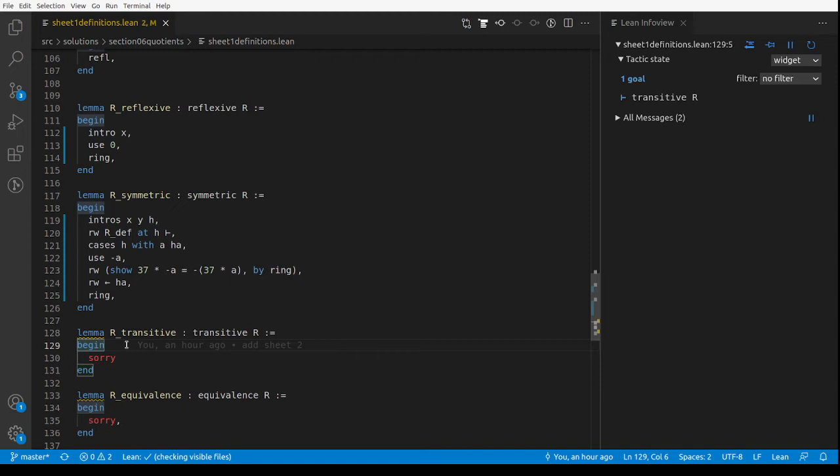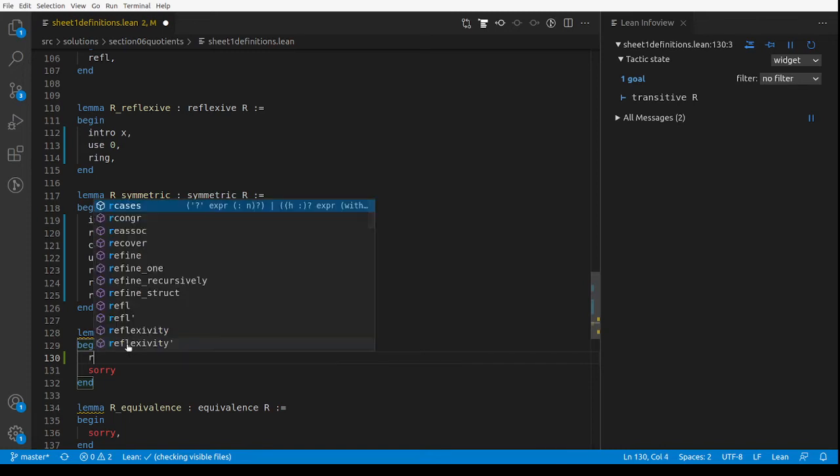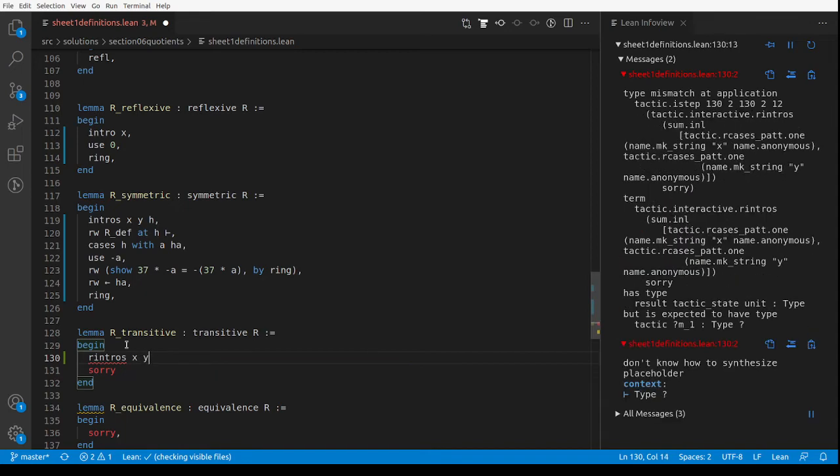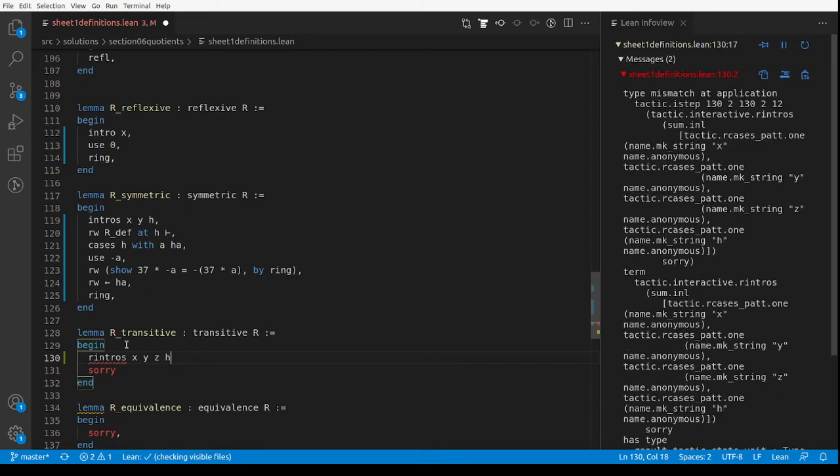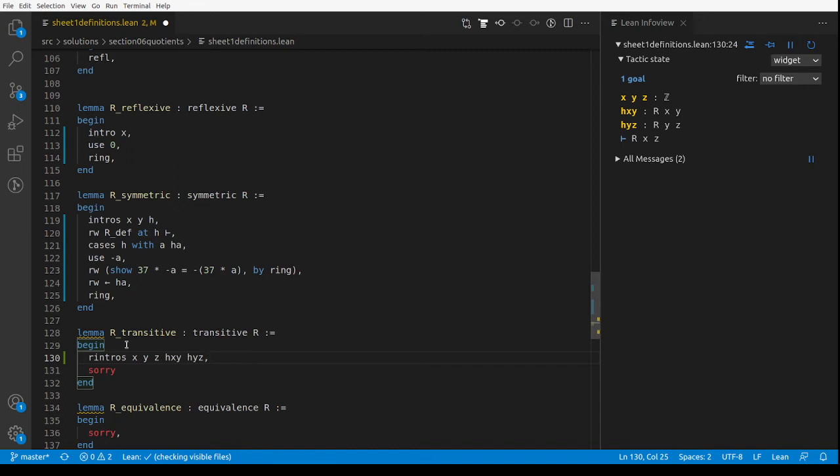So what have we got to do now? We've got to prove transitivity, and that's going to say if x and y and z are integers, and x is related to y and y is related to z. Why don't we use rintros this time? Let's do this in a more high-powered way. Rintros x, y, z, hxy, and hyz, probably.